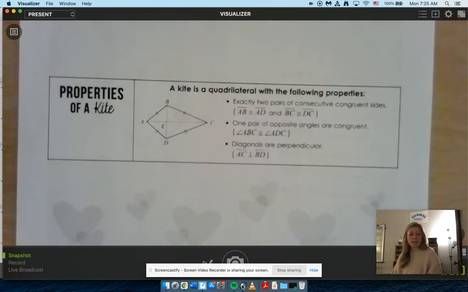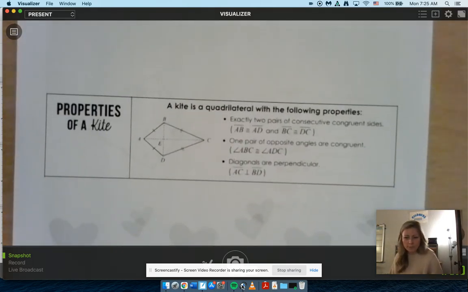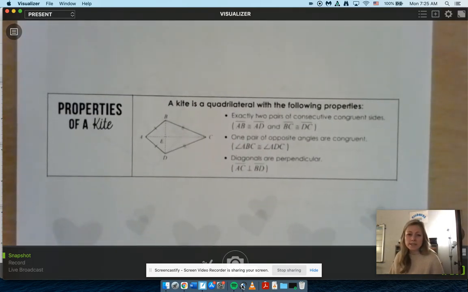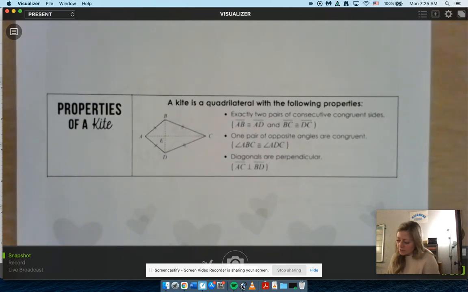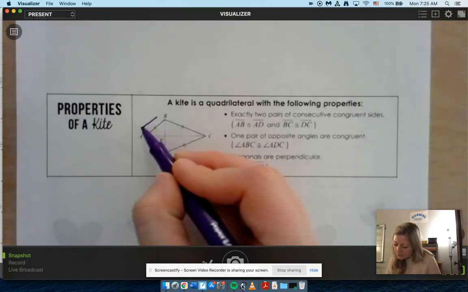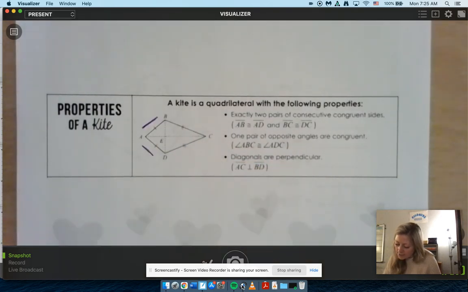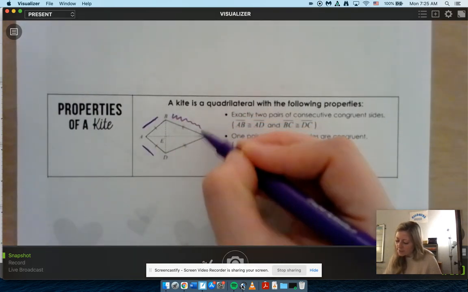Okay, folks, and our last quadrilateral that we will focus on this unit is a kite. So a kite is a quadrilateral with the following properties. Exactly 2 pairs of consecutive congruent sides. So that means like the 2 small sides, AB and AD are equal, and BC and DC are equal.